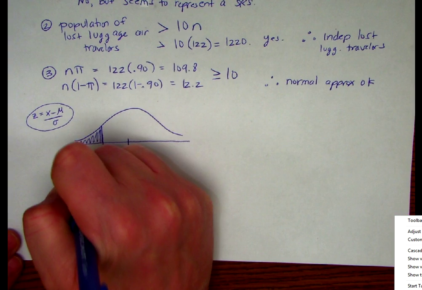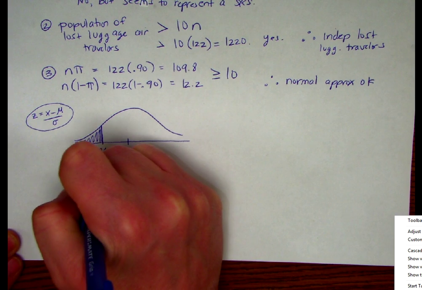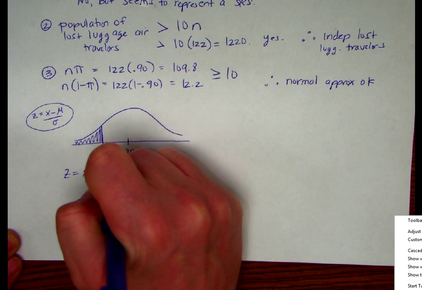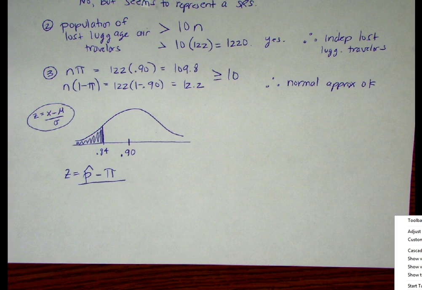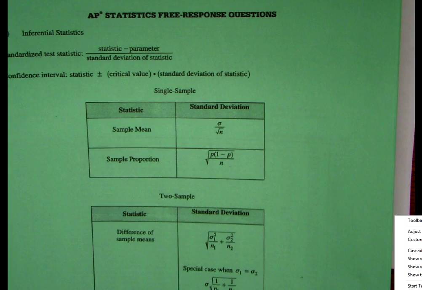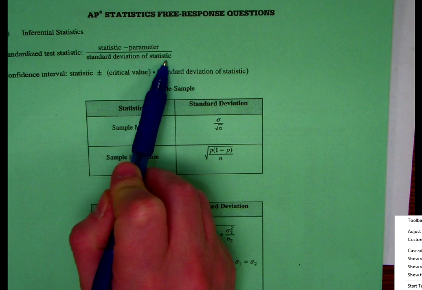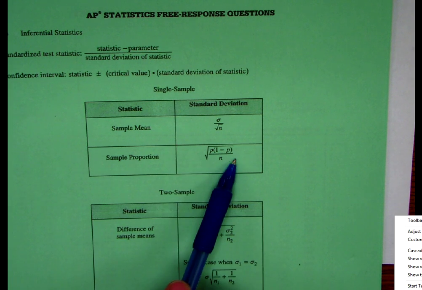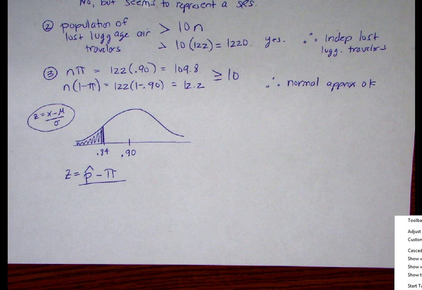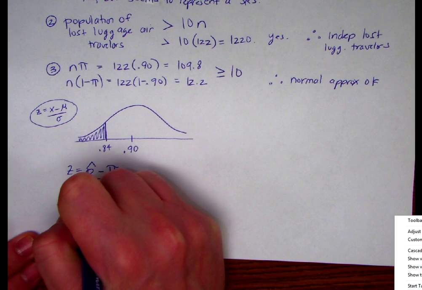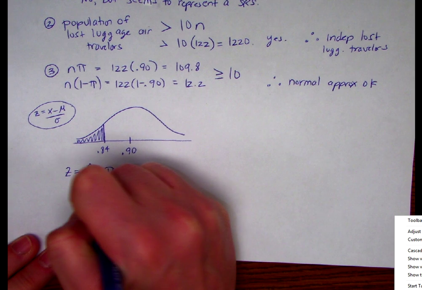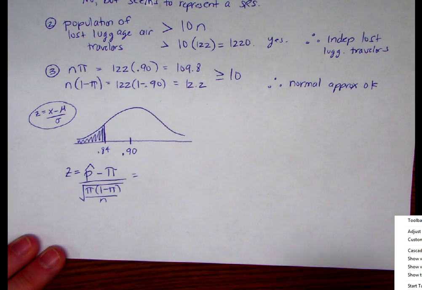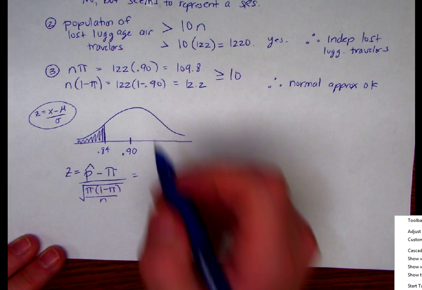So Z is equal to the P hat statistic minus the Greek letter parameter, pi, divided by the standard deviation of the statistic. You're doing a proportion problem, so this is the formula we want to use. P is pi. So we're going to do the square root of pi times 1 minus pi divided by n. And that is equal to, so formula, substitution.